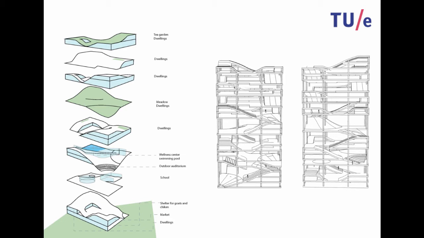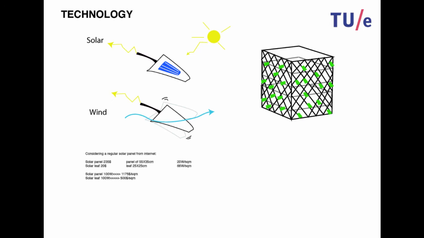The school and the wellness center are close to the ground, while the houses are scattered in the tower. In the middle of the building, a 12 meters high floor is dedicated to agriculture. On top, the floor has houses and tea garden.